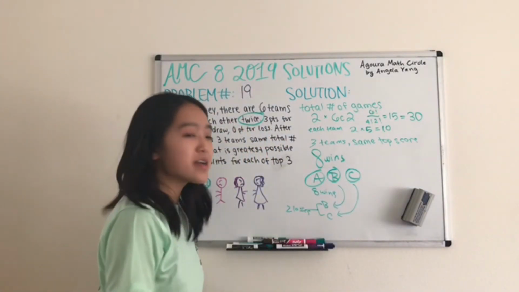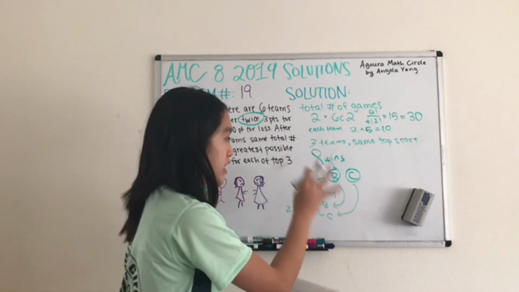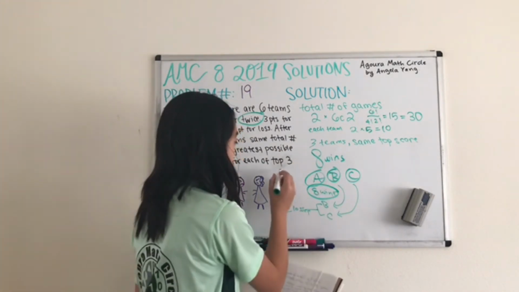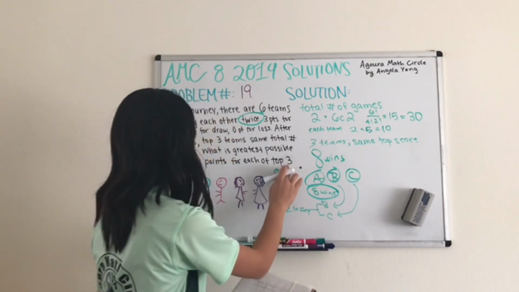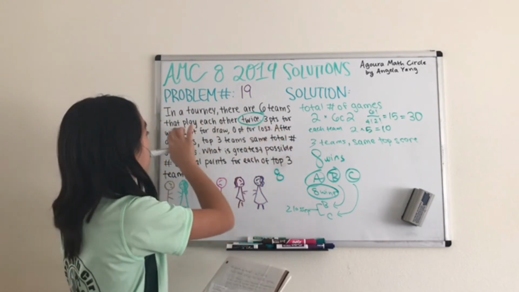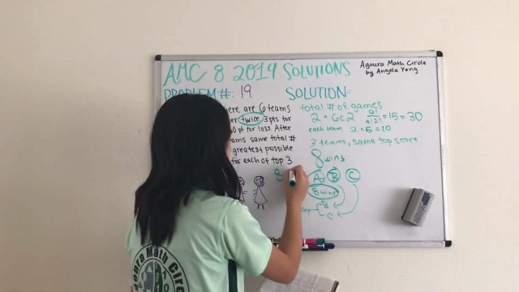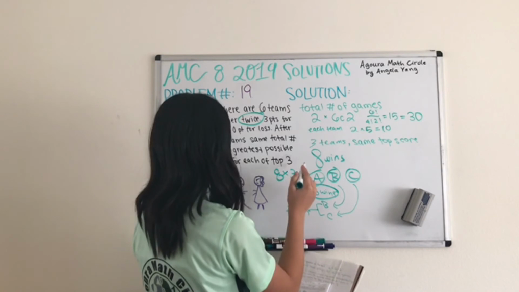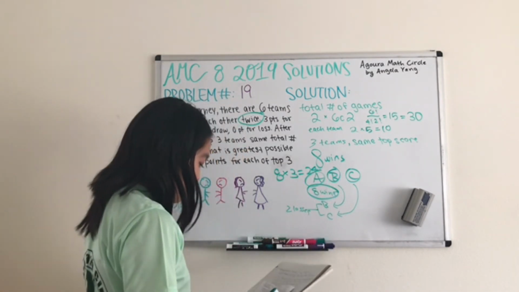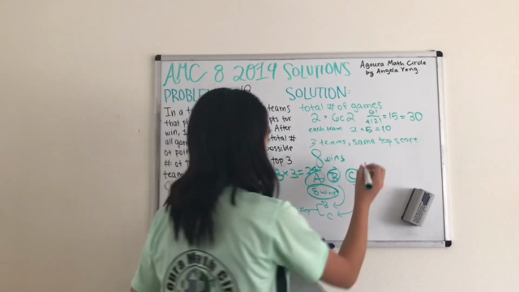So if we apply that technique and that method to this problem, we can figure out that each team has 8 wins. And 8 times 3, because 3 points for each win. So 8 times 3 equals 24. So our answer is letter C, 24.